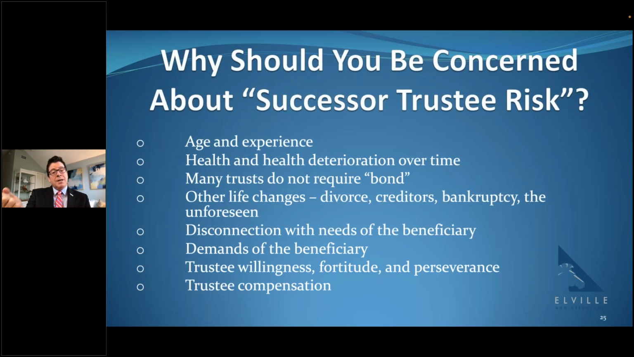So we want to make sure that if a beneficiary is very high maintenance, very demanding, we have a trustee who's going to stand up to that test and not quit, not resign. And if there is a successor trustee that takes over, that they are willing to step into that role. And that gets to the next bullet point, which is trustee willingness, fortitude, and perseverance. We want to make sure the trustee is willing, that they have the fortitude, and they will persevere under difficult circumstances, although sometimes being a trustee can be a very difficult job.